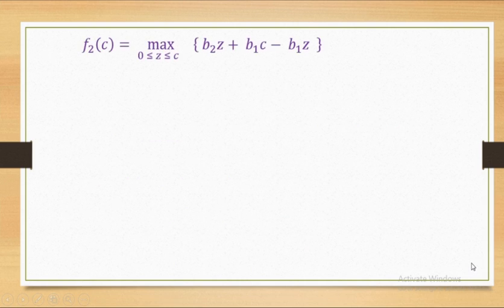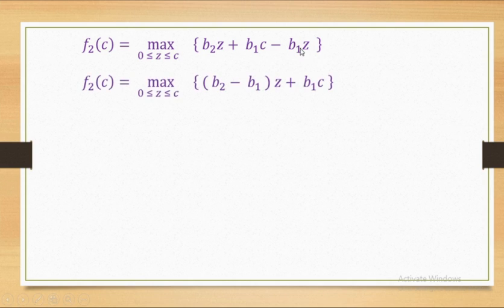Simplify. f2 of c is equal to the maximum over 0 less than or equal to z less than or equal to c of b2 of z plus b1 of c minus b1 of z. We multiply this b1 into the bracket. Then collect the z terms and combine. We get f2 of c is equal to the maximum over 0 less than or equal to z less than or equal to c of b2 minus b1 into z plus b1 of c.